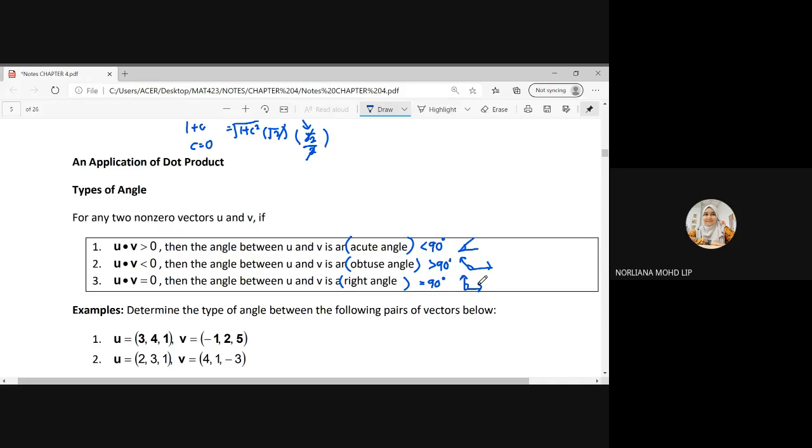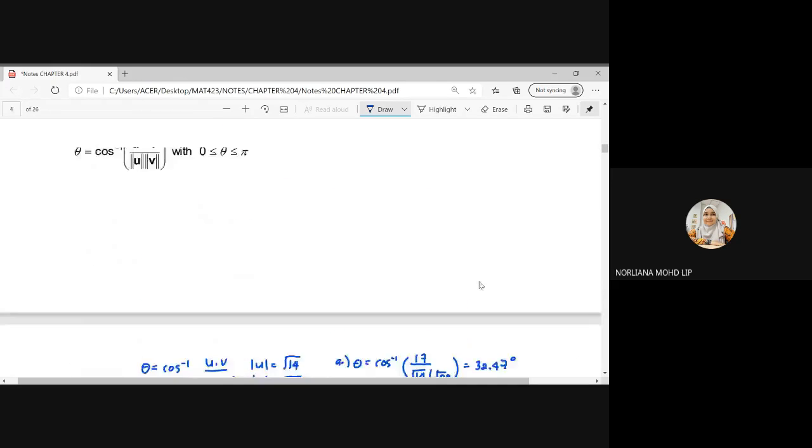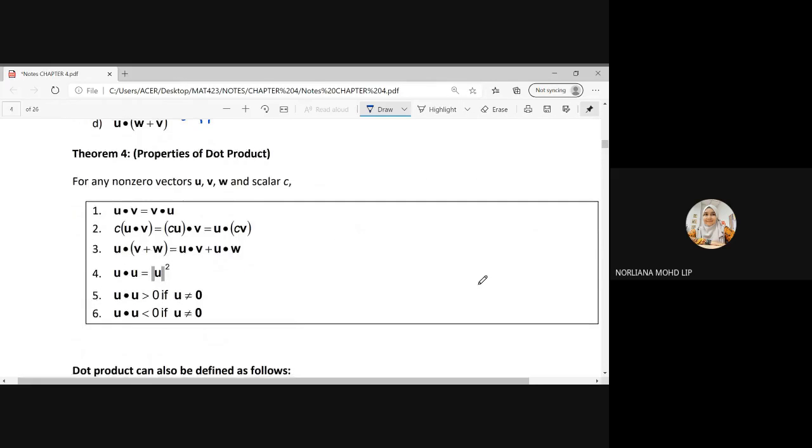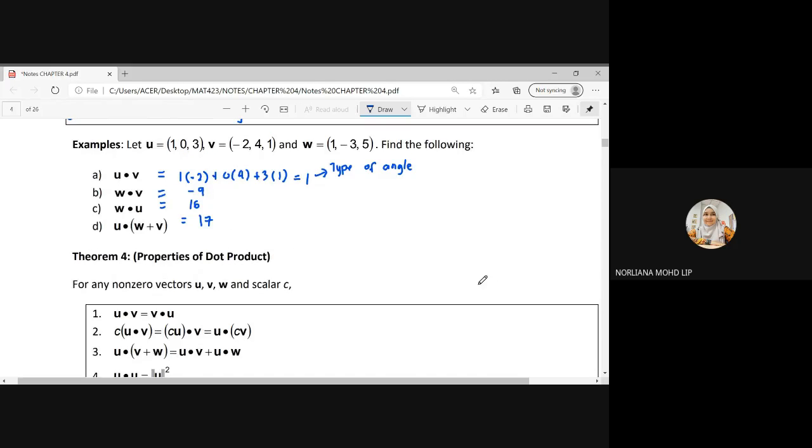Okay, so tadi awak boleh check yang awak dapat ni kan? Previous exercise tadi. So tadi types of angle. Less than 0, it is obtuse angle. Ni greater than 0, greater than 0 is acute angle. Acute. Okay, ni obtuse. Okay, this one acute.